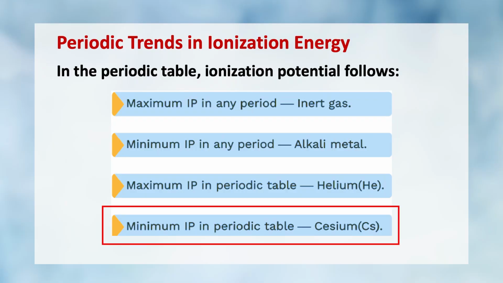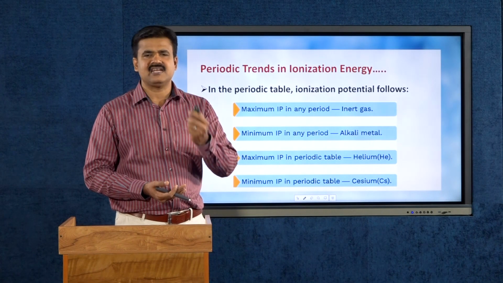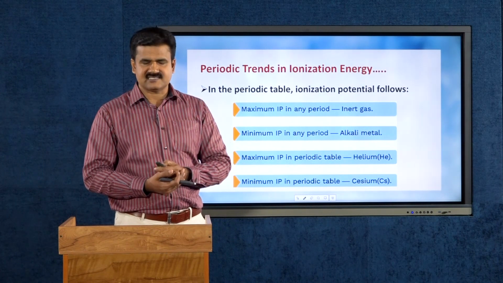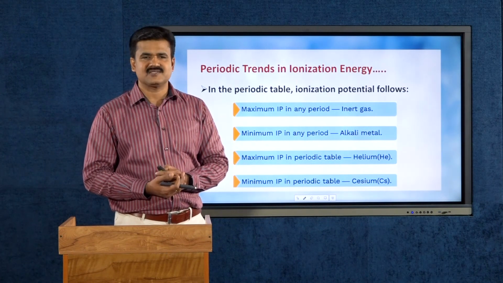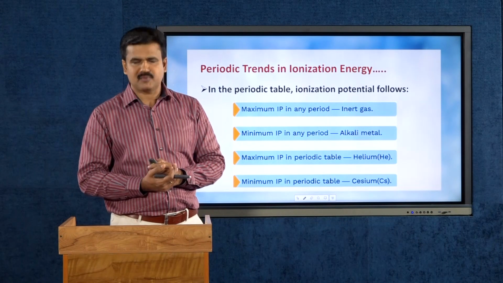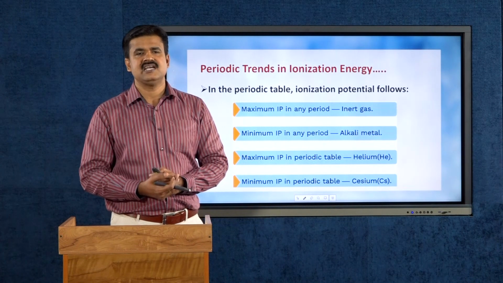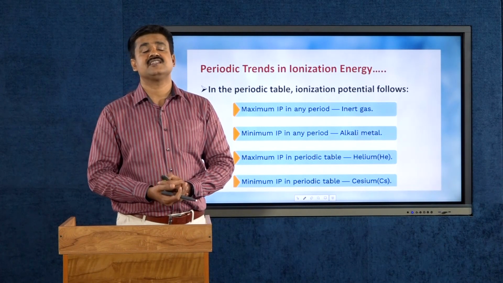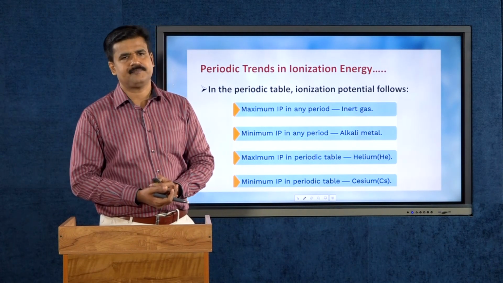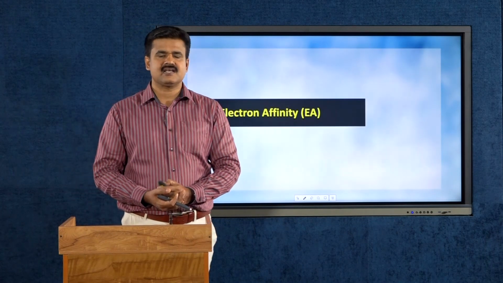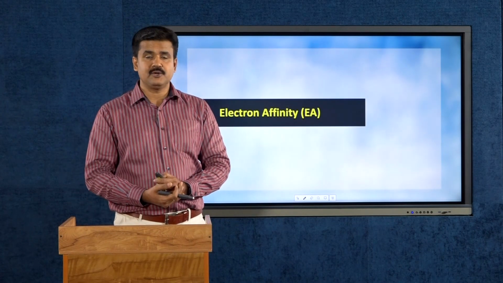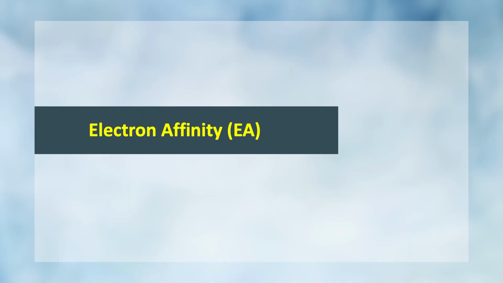Minimum ionization potential in the periodic table is for the cesium element, which is an alkali metal having the highest size, and cesium is associated with the minimum ionization potential. So, these are four important consolidations as far as ionization energy of all the elements in the periodic table are concerned. Now, we are discussing another important periodic property of this module, that is electron affinity, which is abbreviated as EA.